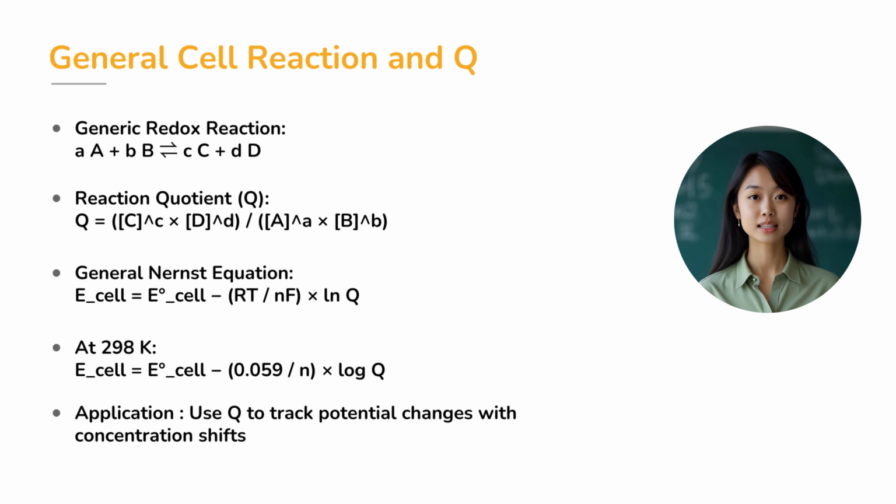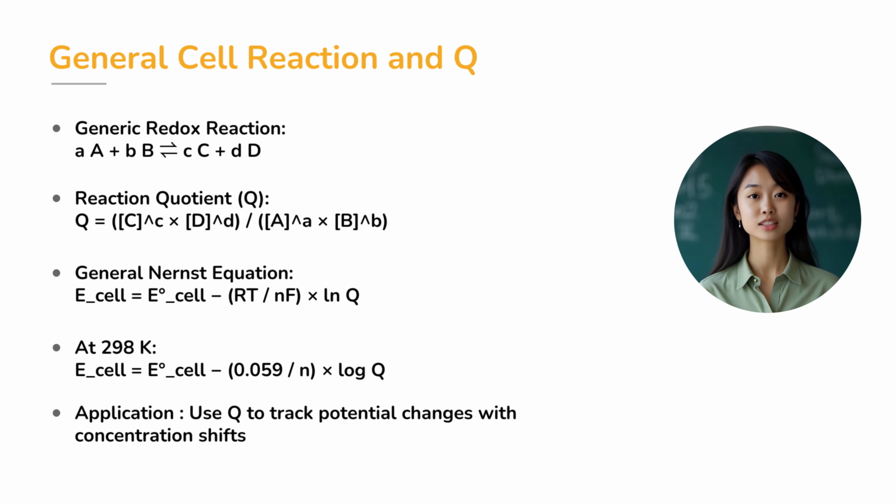Now let's generalize this concept. Imagine a redox reaction where small a moles of substance A react with small b moles of substance B to produce small c moles of substance C and small d moles of substance D. We calculate something called the reaction quotient, denoted by capital Q. It is the product of the concentrations of C raised to the power c and D raised to the power d divided by the product of concentrations of A raised to the power a and B raised to the power b.